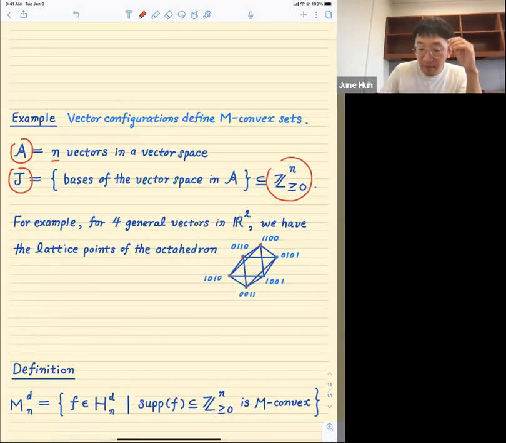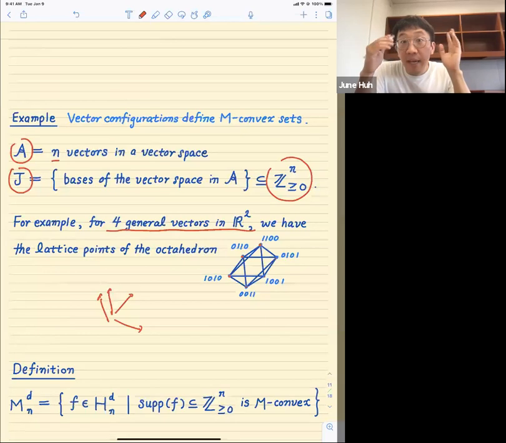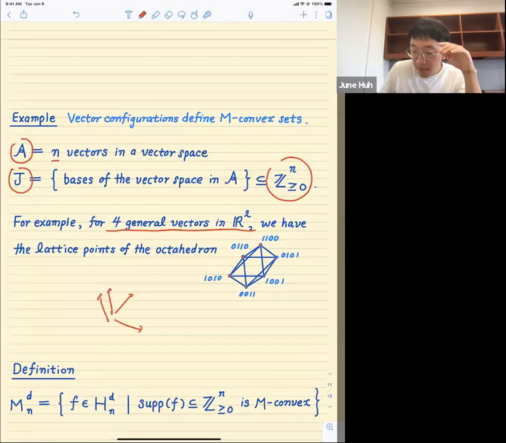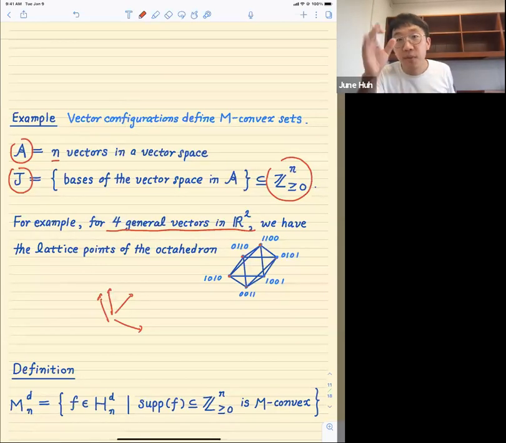So for example, if you have 4 general vectors in R2, so maybe I have 1, 2, 3, 4, then I have 6 bases, 4 choose 2. In fact, you have 1, 1, 0, 0, and so on. If you take the convex hull, you see an octahedron, and you can see that this octahedron is a generalized permutohedron, and it has 6 lattice points. But you can do this with any vector configuration, and you always end up with a generalized permutohedron. That's the claim.